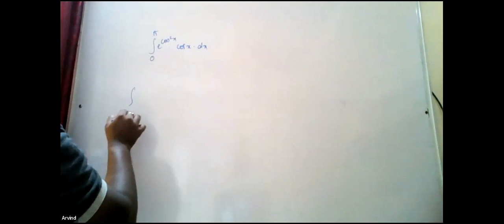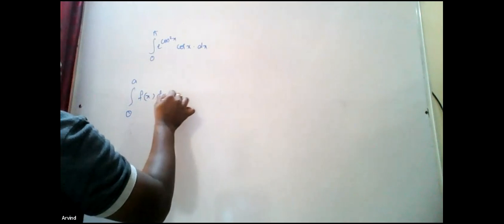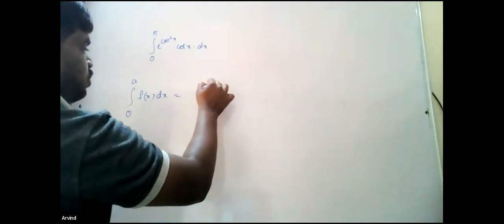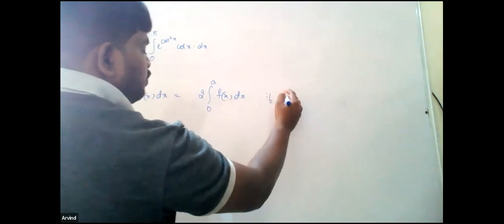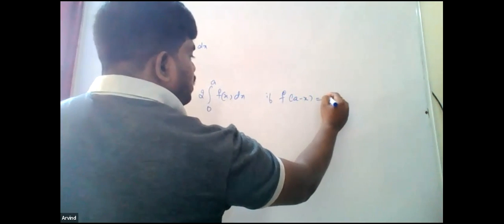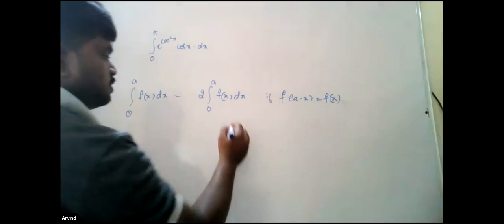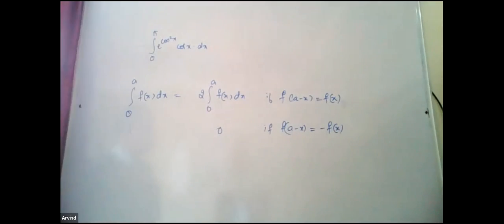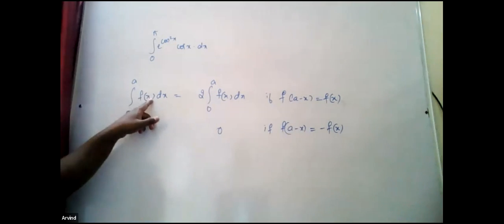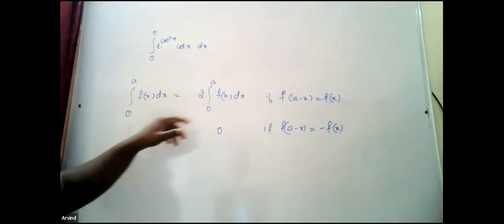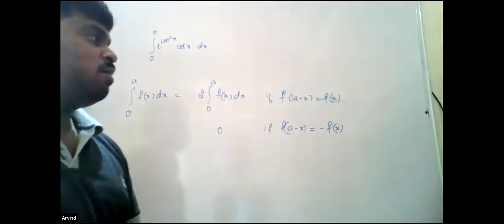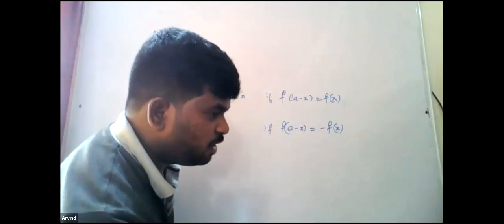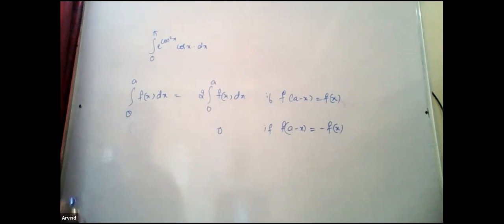So here the question is integral of e power cos square x cos x dx from 0 to pi. There is a formula: integral 0 to a of f of x dx will become 2 times integral 0 to a of f of x dx if f of a minus x is equal to f of x. It will become 0 if f of a minus x is minus f of x. This is the formula for 0 to a f of x dx. Take x out and put a minus x. If putting f of a minus x gives you f of x, okay. Otherwise, if it is minus f of x, then it will be 0. That is the formula.